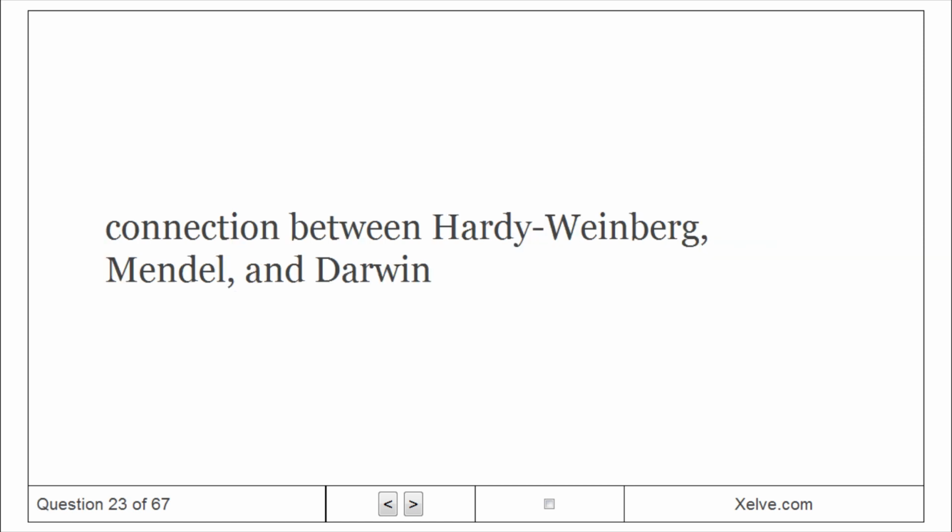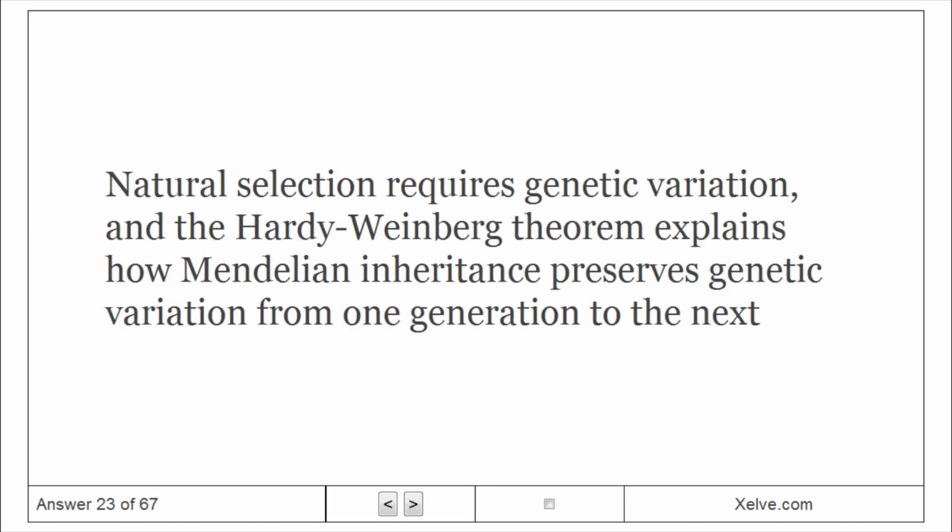Connection between Hardy-Weinberg, Mendel, and Darwin: natural selection requires genetic variation, and the Hardy-Weinberg theorem explains how Mendelian inheritance preserves genetic variation from one generation to the next.